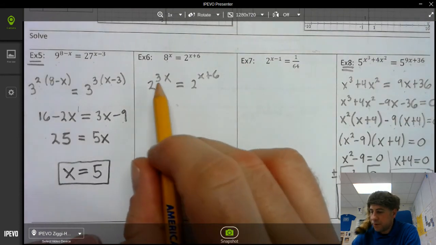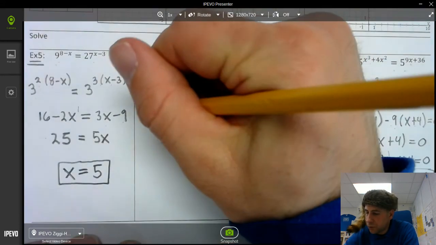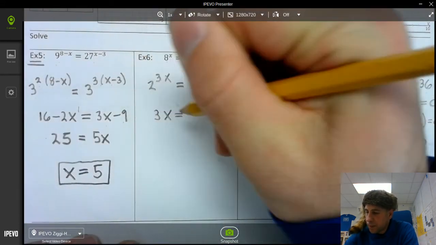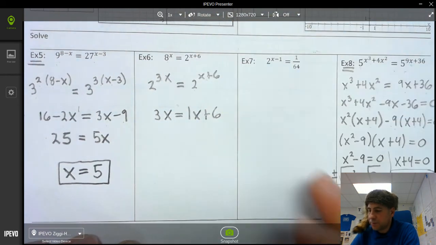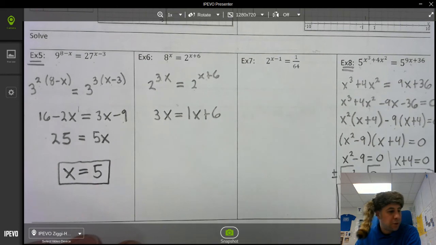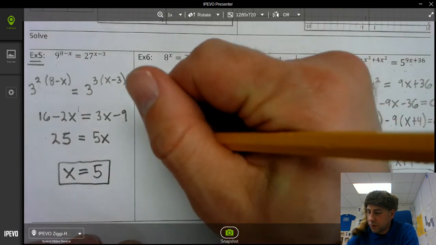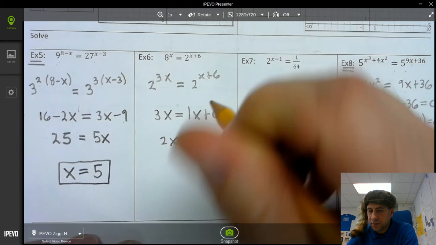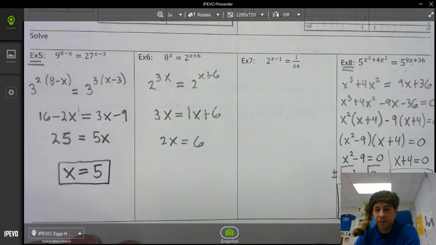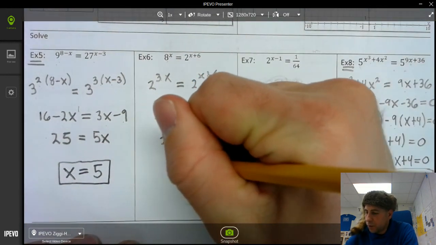Well, we have the same bases, so we know our exponents are equal to each other, so 3x equals, I'm going to go and put a 1x plus 6. Well, we know we're at the linear path, so we need the variables on one side, numbers on the other, so we're going to subtract 1x from both sides, so you get 2x equals 6, divide both sides by 2, x equals 3.